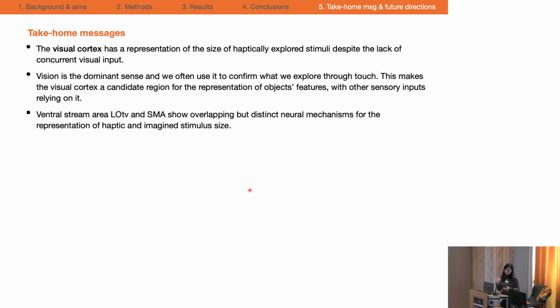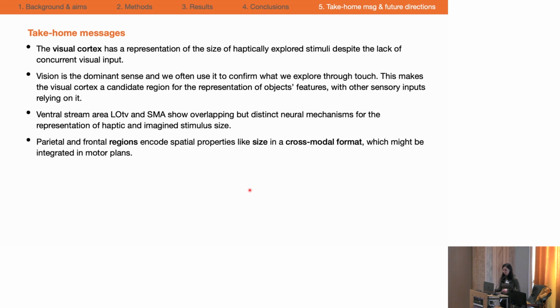Second, we also show that the ventral visual stream area, LOTV, and also SMA, show overlapping but distinct neural mechanisms for the representation of haptically explored and visual imagery sizes. And finally, we found that parietal and frontal regions, which are known to be involved in the generation of movements, encode spatial properties like size in a cross-modal format, which we think might be integrated in motor plans.